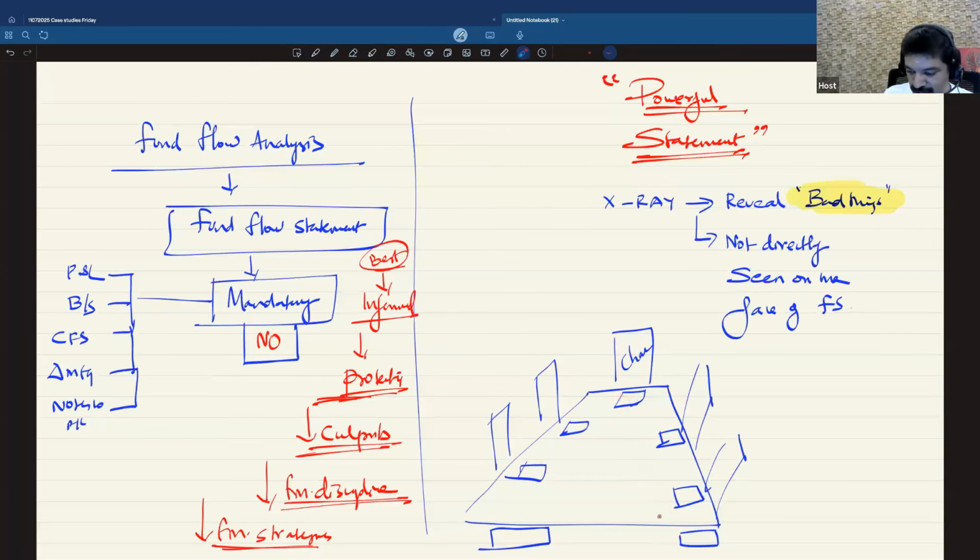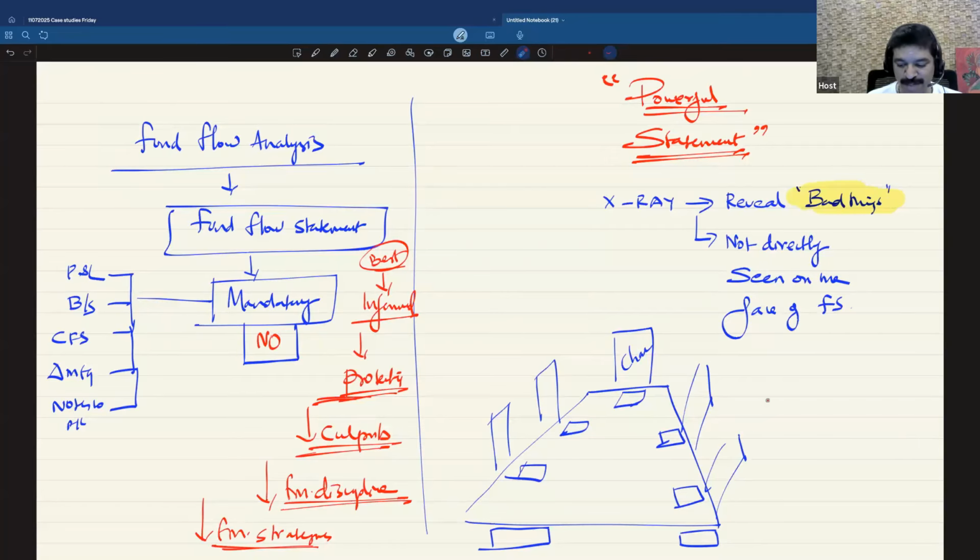So that's the real purpose of fund flow statement and fund flow analysis. With this story, are you really excited to learn about fund flow analysis? I believe I have given the best introduction, or teaser, for fund flow so far. If yes, just type excited. Wonderful. Okay, now let's move on.